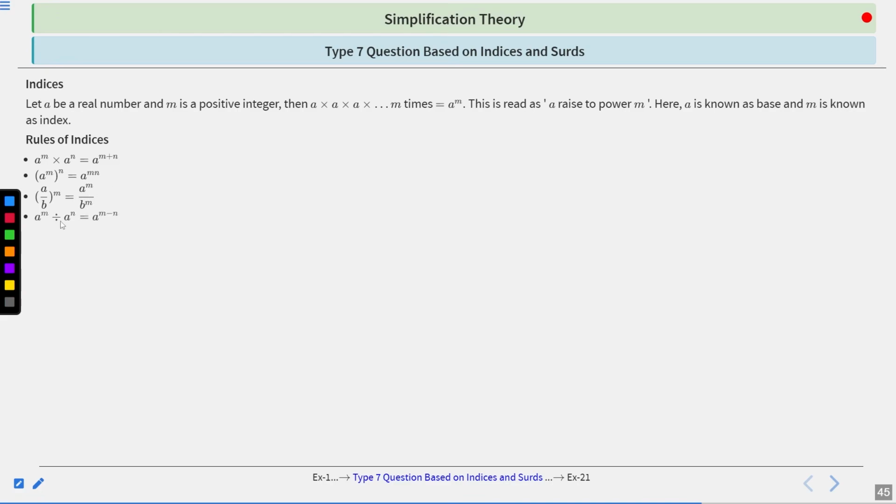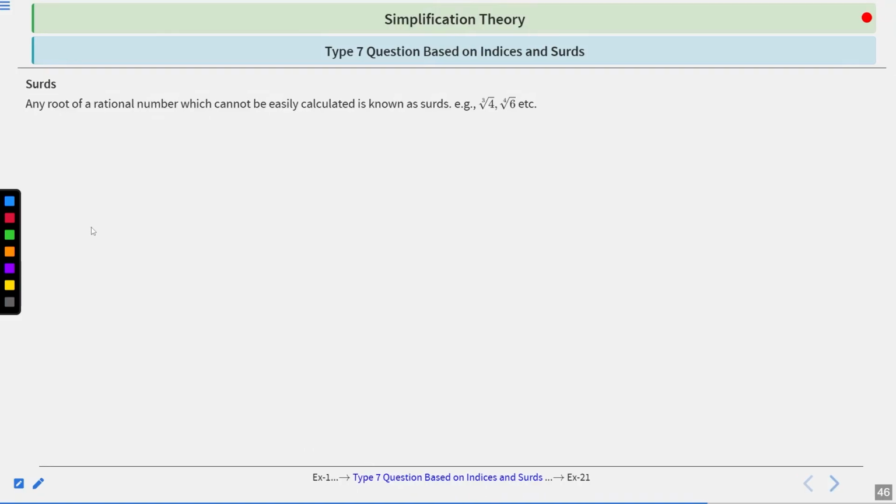Next one. A to the power M divided by A to the power N, we can write it in the form of A to the power M minus N. Next one. A into B whole power M, so we can write it in the form of A to the power M multiplying by B to the power M. A to the power 0 equals 1 always.